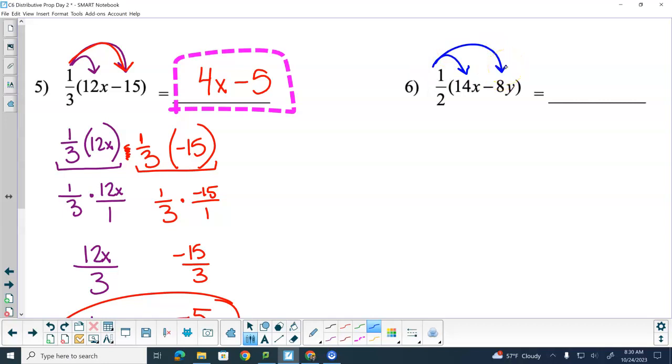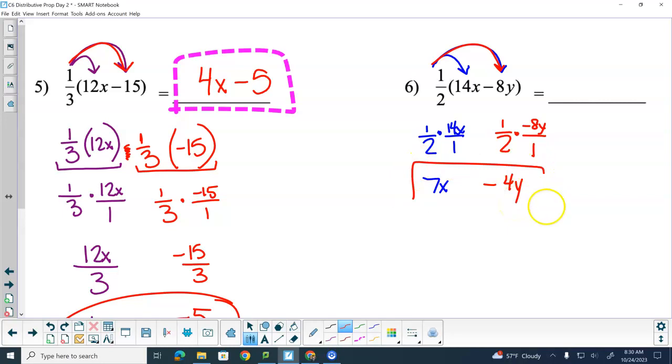Hey, you guys give me your attention for a second. 1/2 times 14x is 7x. That's 7 flugins. And then 1/2 times negative 8, so I'm gonna write that up. Negative 4 blue you. And this would be your final answer that you could put. So 7x minus 4y. This is a positive, this is a negative.